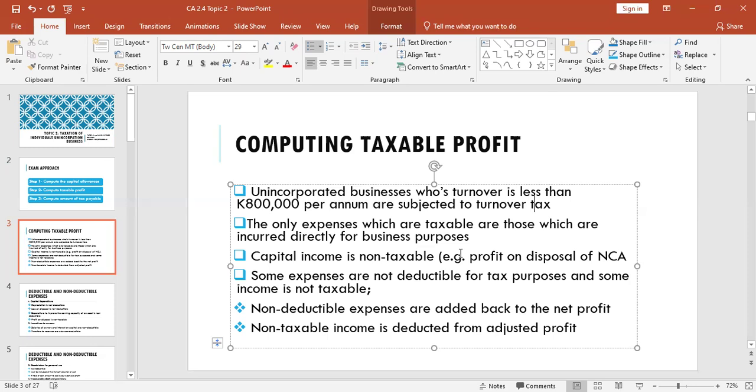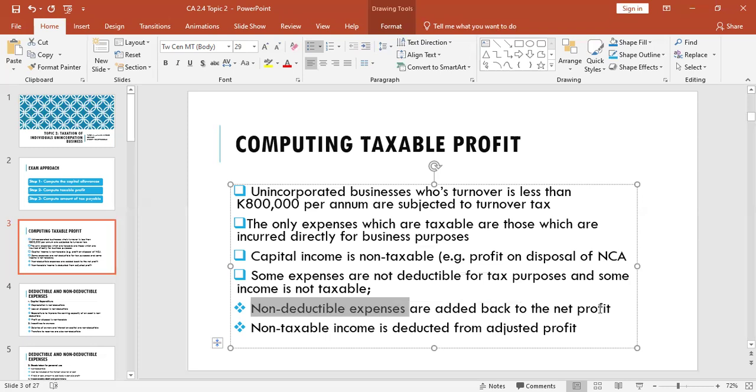The ZRA refuses, saying no, that's not an expense, we need to add it back to the net profit so that we can have a larger amount, which is more accurate, so that when we charge you our tax, we'll make sure we get a large amount. So non-deductible expenses are added back to net profit.